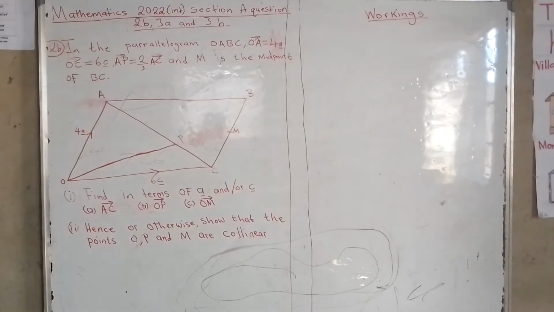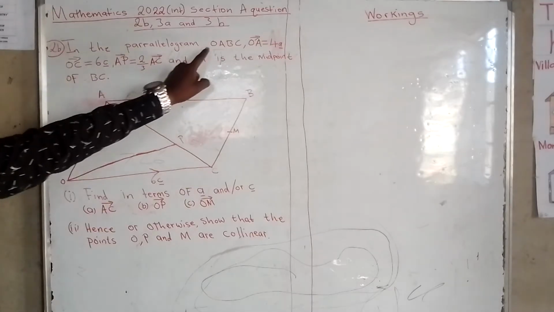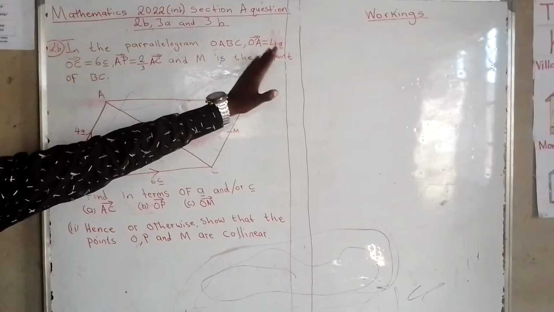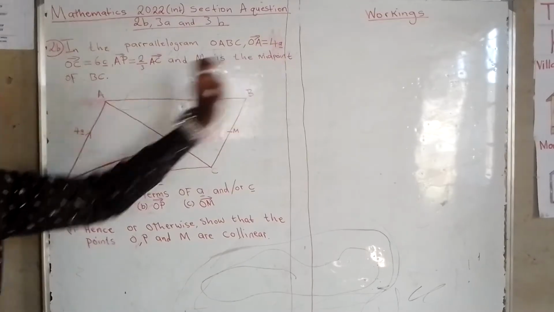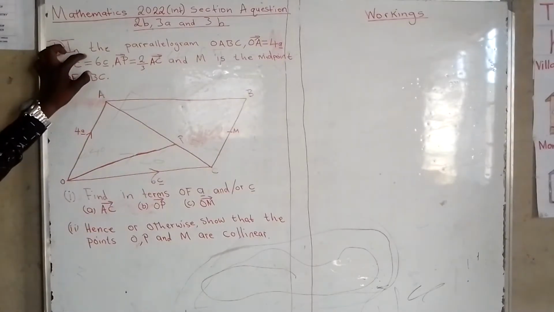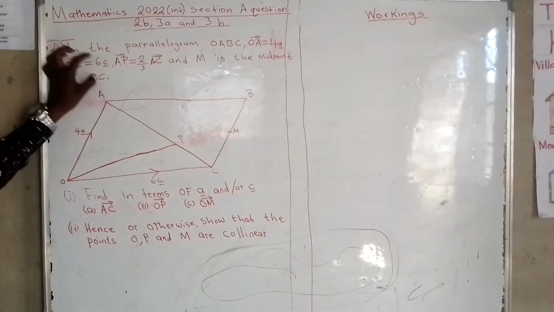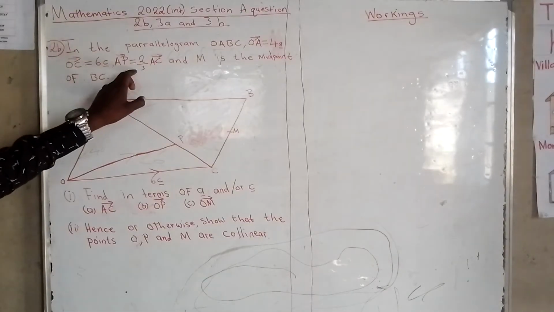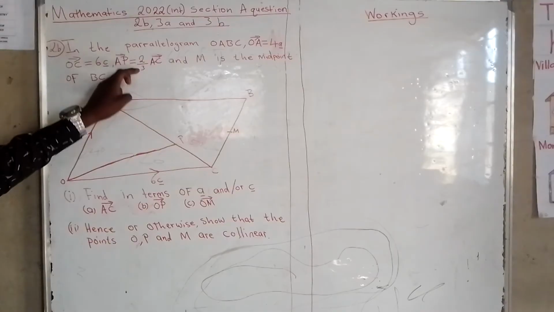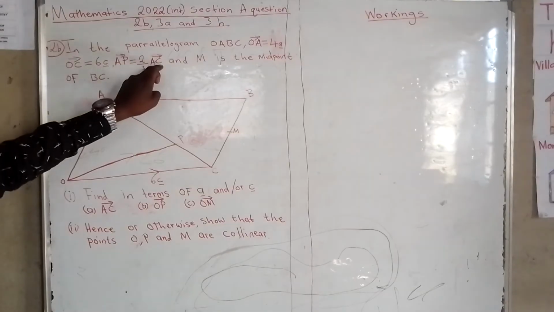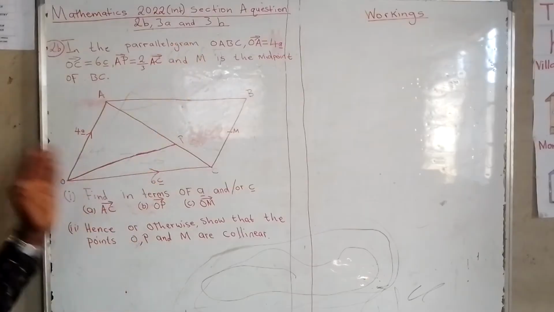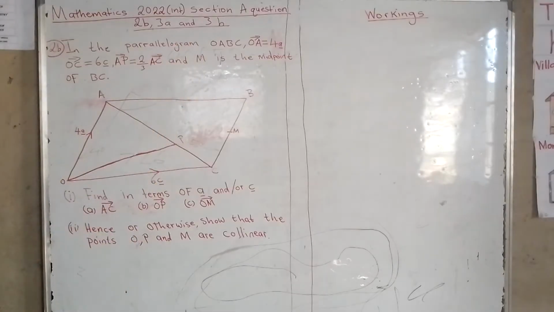So, the question is saying, in the parallelogram OABC, OA is equal to 4 vector A, OC is equal to 6 vector C, AP is equal to 2/3 of AC, and M is the midpoint of BC. Sometimes it is very important that you understand the full concept in the question. That is very, very important.